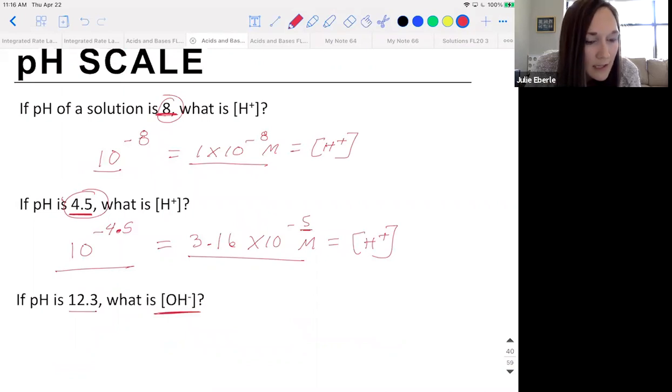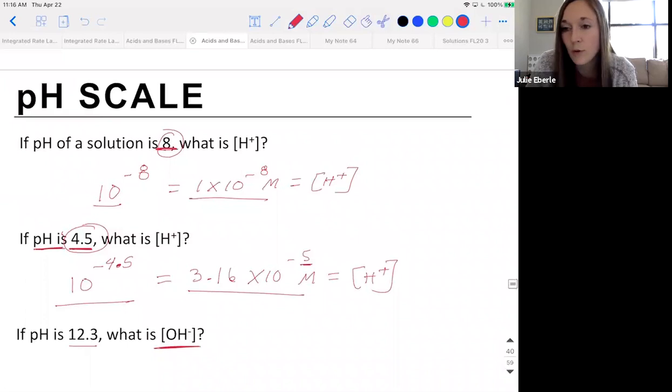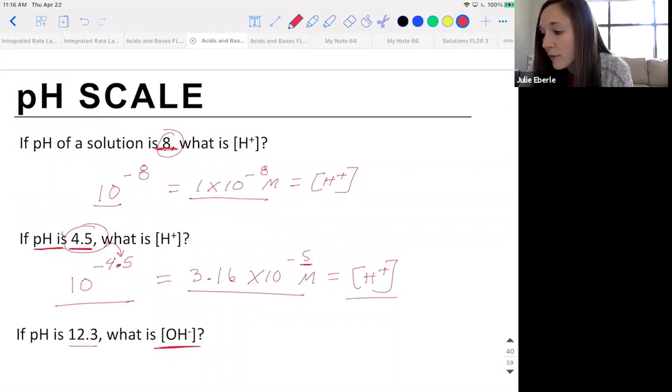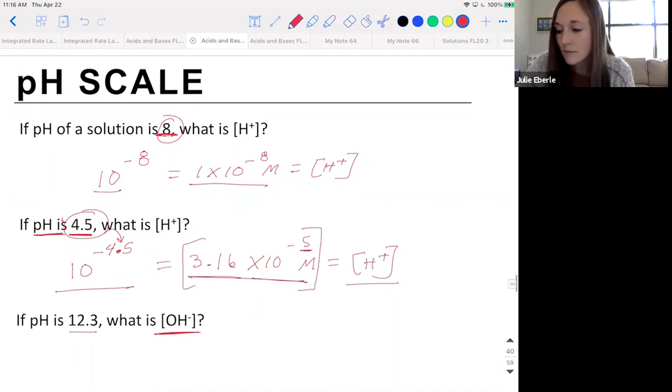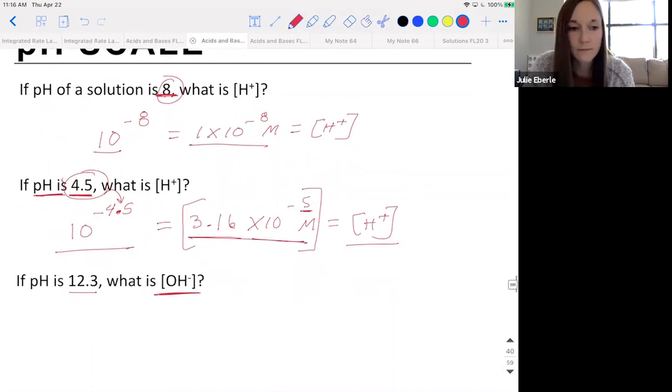Kirsten, so H plus is the exponent or the entire thing? No, H plus is not the exponent. pH is the exponent. You see how it says pH is 4.5? And that's what we're plugging in as the exponent. It's the pH. And then we're solving for the concentration of H plus. But your answer for what the concentration is, is this whole thing. So the answer is 3.16 times 10 to the minus 5. Yeah, it's the whole thing.